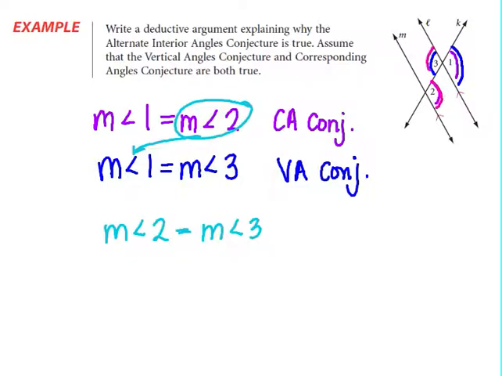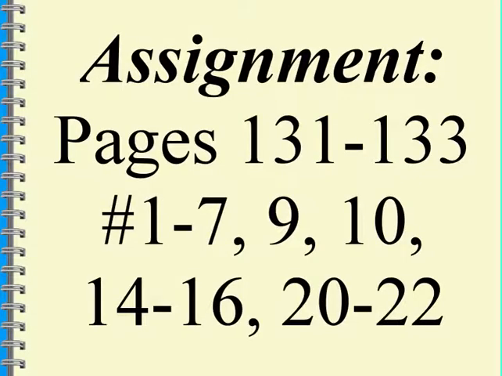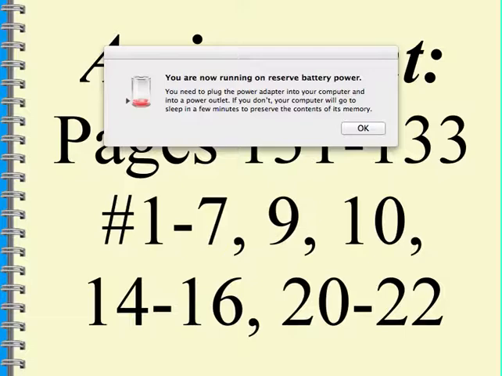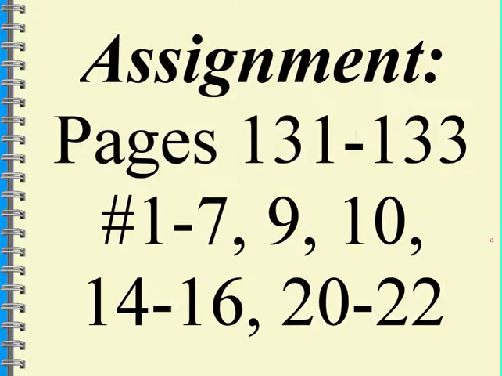All right, with that in mind, here you go. Okay, so your assignment is 1 through 7, 9 and 10, 14 through 16, 20 through 22. Now a lot of these are just going to be finding the measure of the angle. So you're going to have to utilize those conjectures that we did.